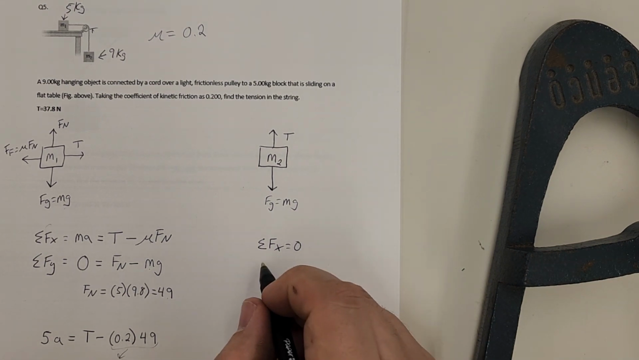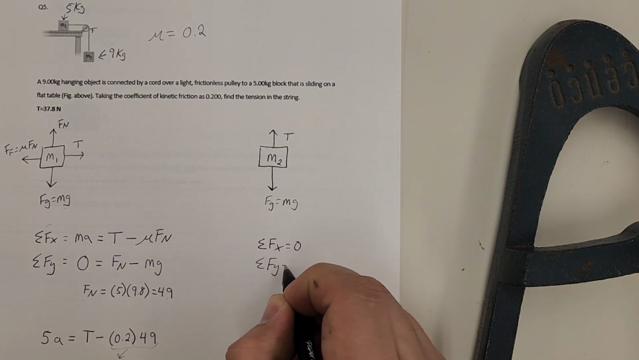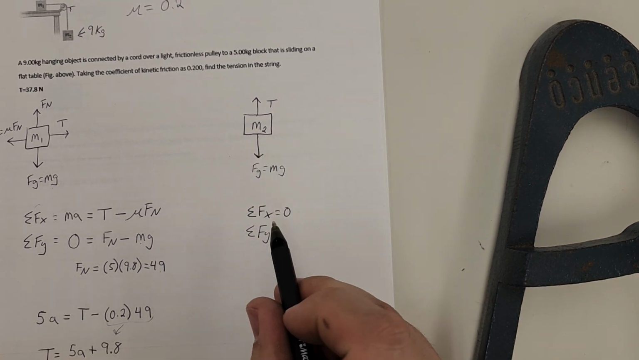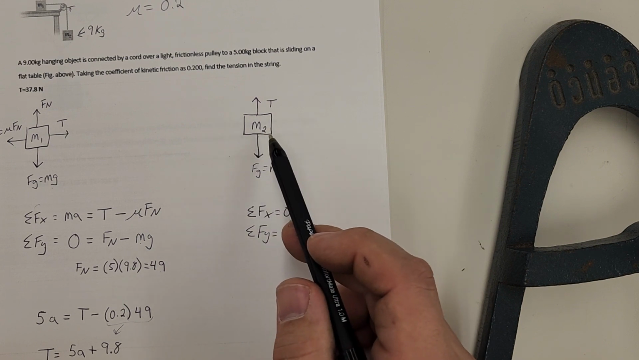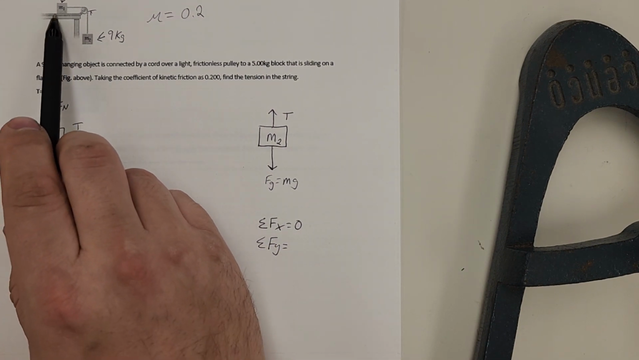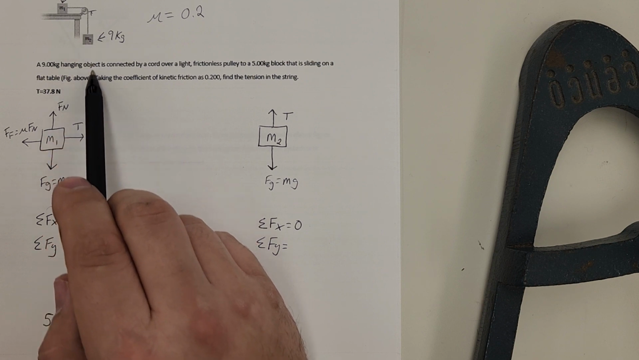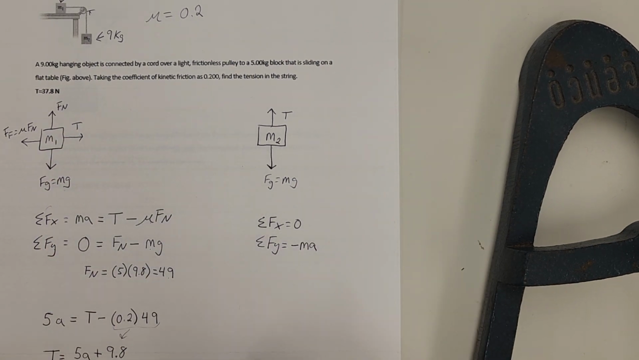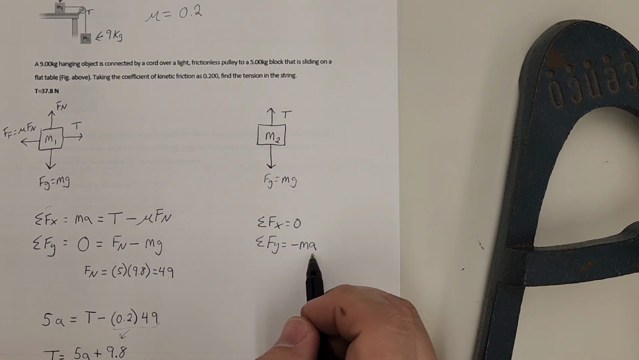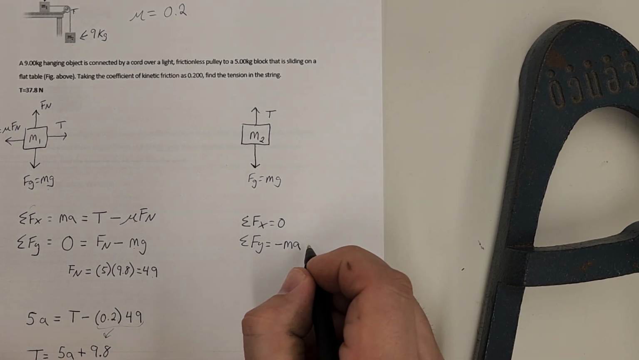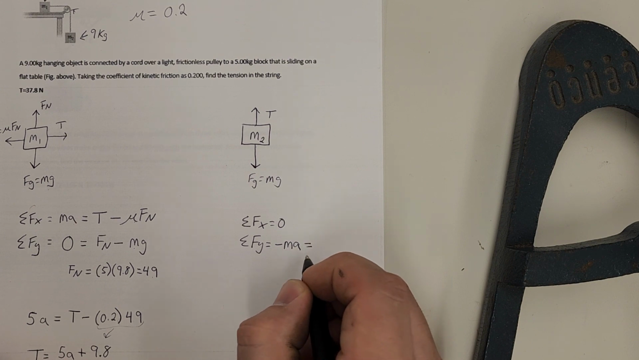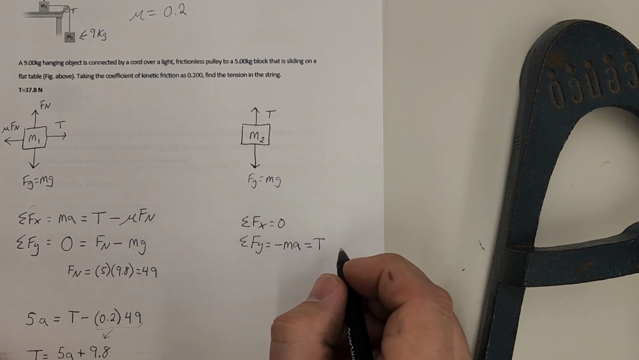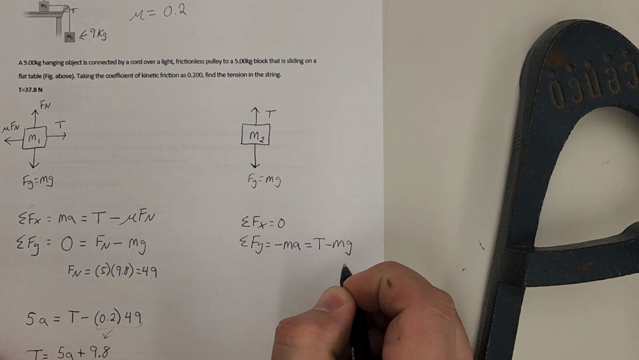It's not moving horizontally and there's nothing to add there, but it does give us a little bit more on the Fy. The Fy tells us that yes, it is accelerating. And I know from the picture that if this block is accelerating this way, this block must be accelerating downward. So I'm going to have a negative ma, because that's a negative acceleration. I know that that is equal to T, which points up, and mg, which is down, so minus mg.